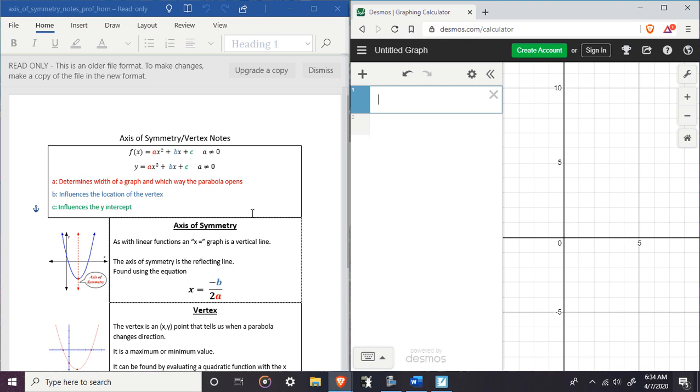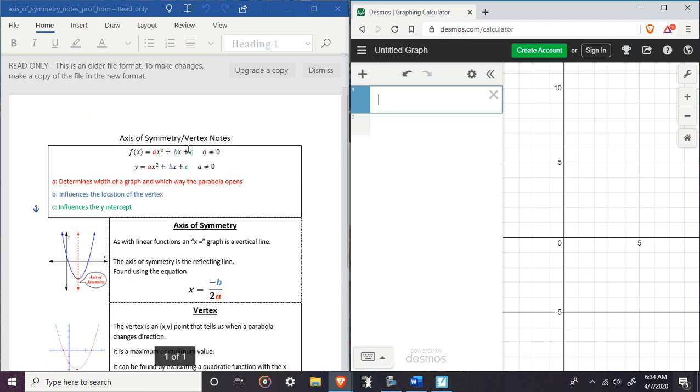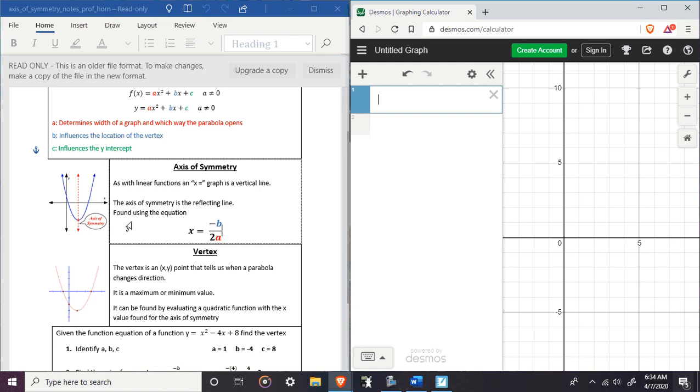So pretty much all you're going to do is you're going to find out what b is, plug it in here, find out what a is, plug it in here, evaluate this. Right? In other words, do negative b divided by 2a. Evaluate this, figure out what x is. That will give you your axis of symmetry. Once you have x, you can plug it back in to whatever your original function was and get y. Now you have x, now you have y, now you have your vertex.